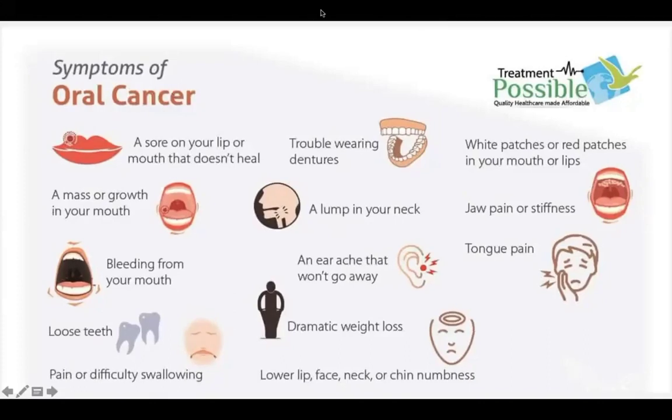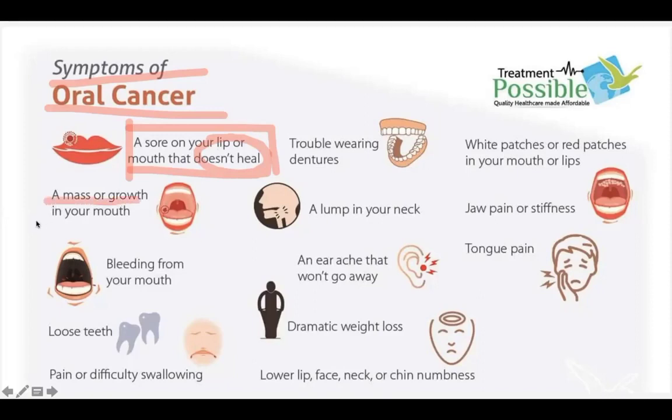Okay, the symptoms of... this time the viva is going to be tough. Actually it's not tough. It will be common questions, but you'll make it tough for yourself by not studying. Symptoms of oral cancer are a sore on the lip or mouth that does not heal. So any sore is not healing without medication, of course.